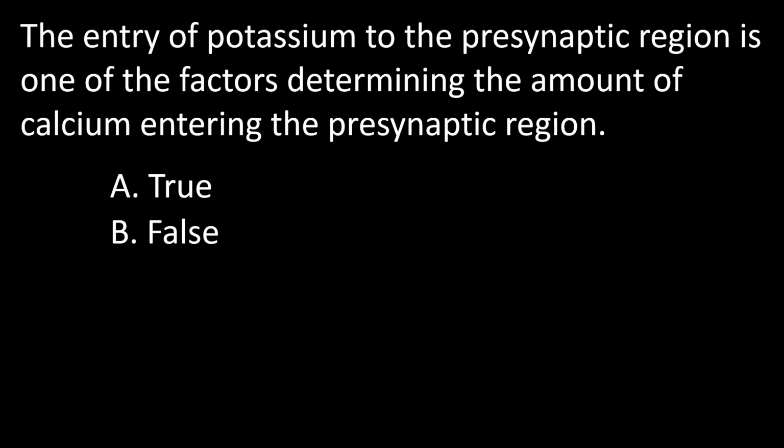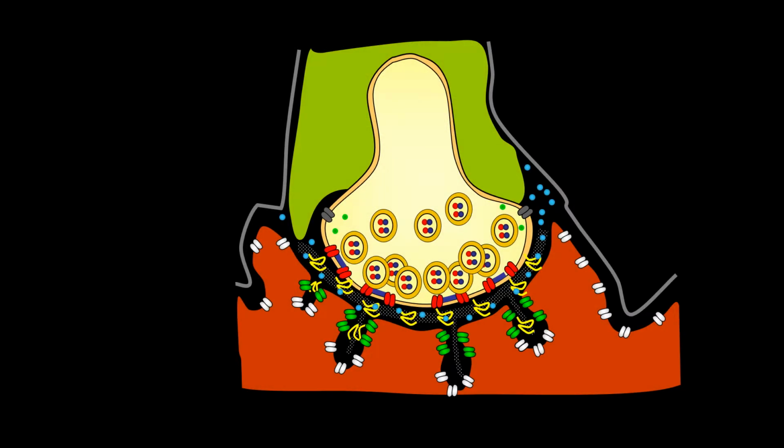Next question. The entry of potassium to the presynaptic region is one of the factors determining the amount of calcium entering the presynaptic region. A true, B false. I am now reintroducing the figure of the functional end plate that we used to answer the last question. I have done this to explain the process of releasing acetylcholine.